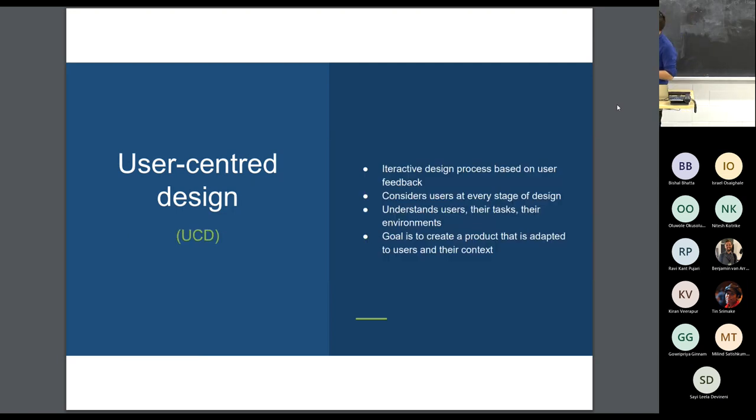So UCD, or as he mentioned in the video, human-centered design, they're pretty much the same thing. We do an interactive design process based on user feedback. You're constantly involving the user or the human at every single stage of design, from the very prototype at the beginning to the very end where you're choosing the fonts, colors, and spacing and getting all those pretty details figured out. It means understanding the users and their tasks and their environments, so whether they're using it on their desktop or phone, or it's a printed report emailed to executives, and then creating a product adapted to that context.